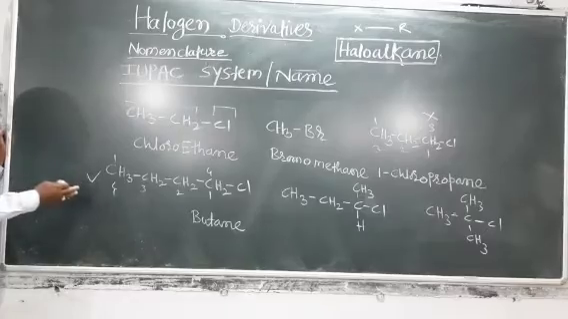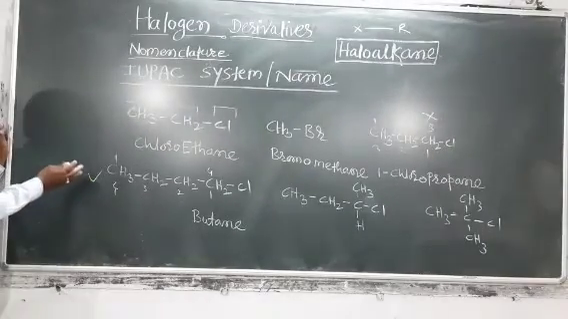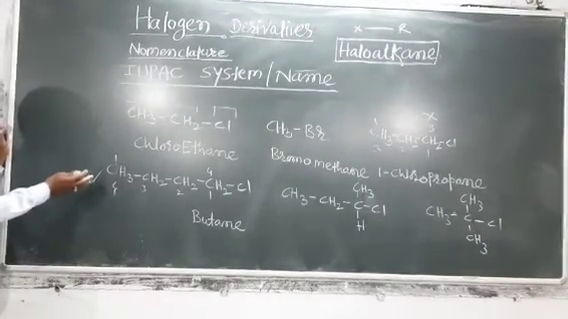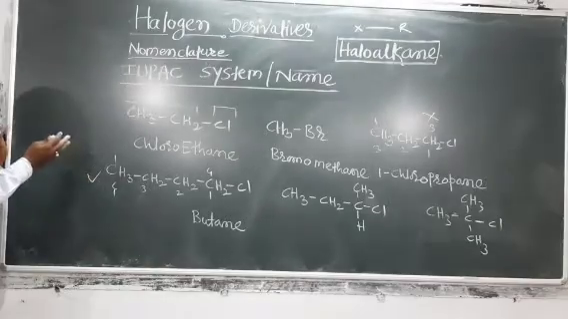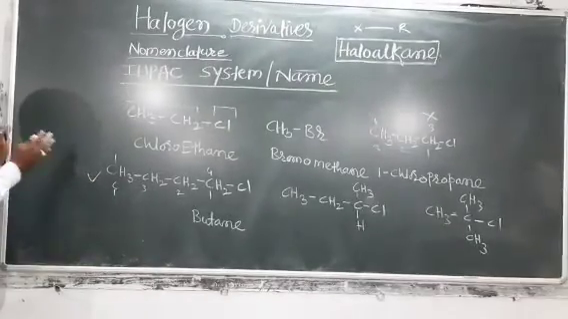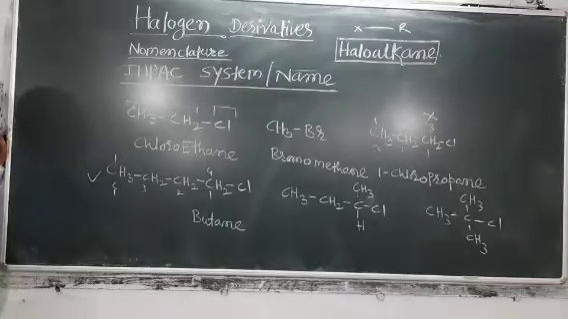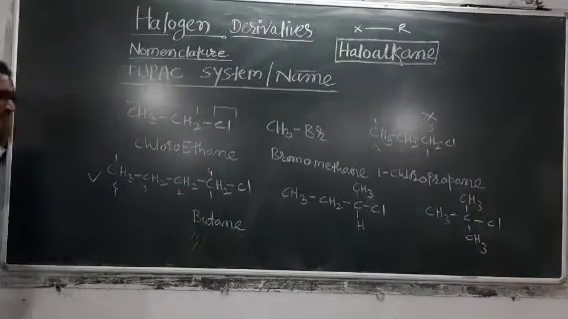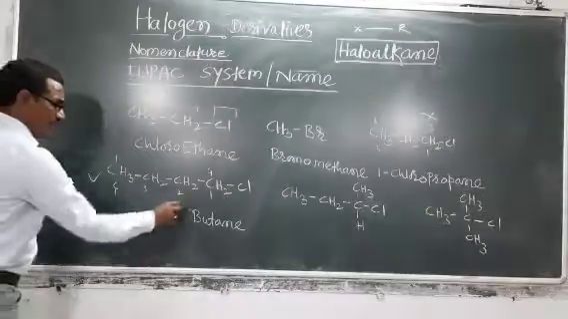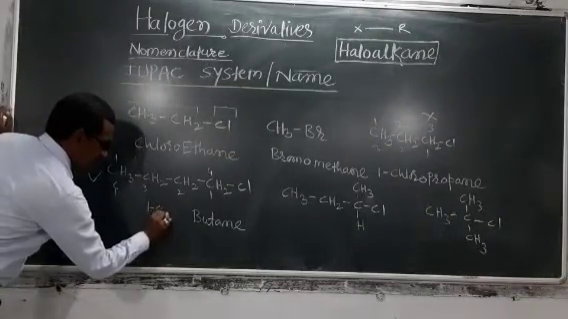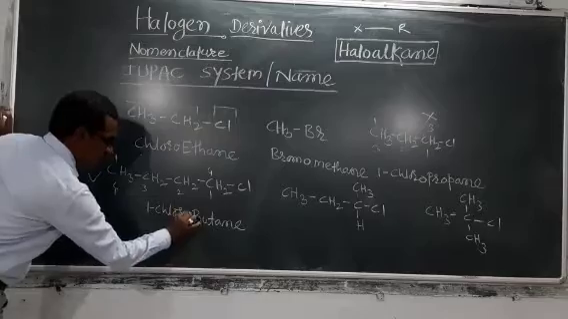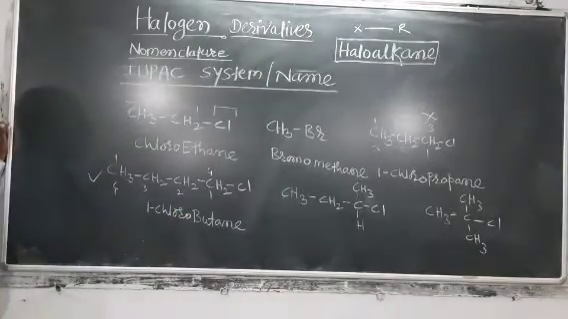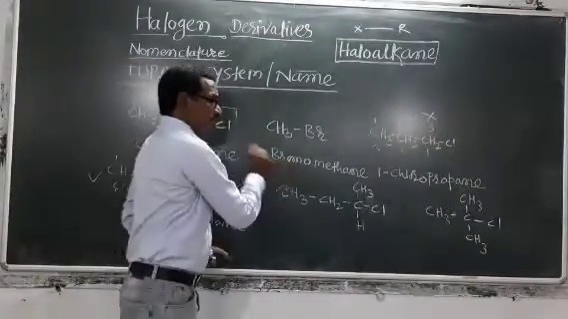All these numbering and how to take substitution, how to take the number of substitution, how to consider a long carbon chain, we have studied in 11th class. We know very well that. Now, this carbon number is 1. The name will be 1-chlorobutane.